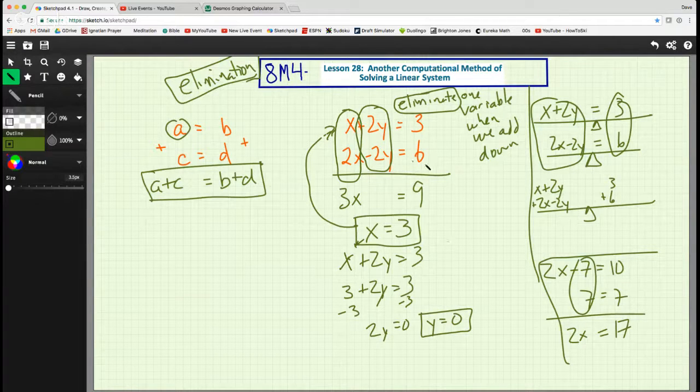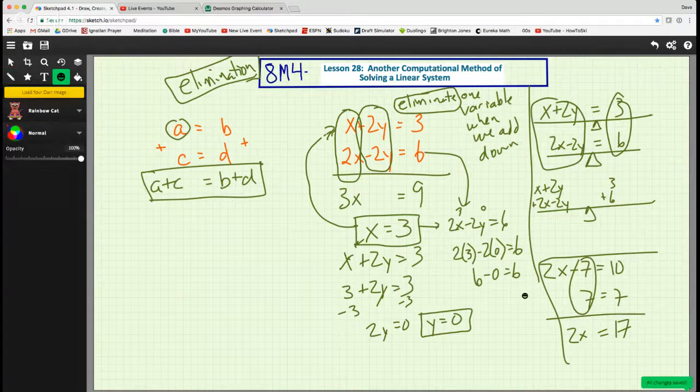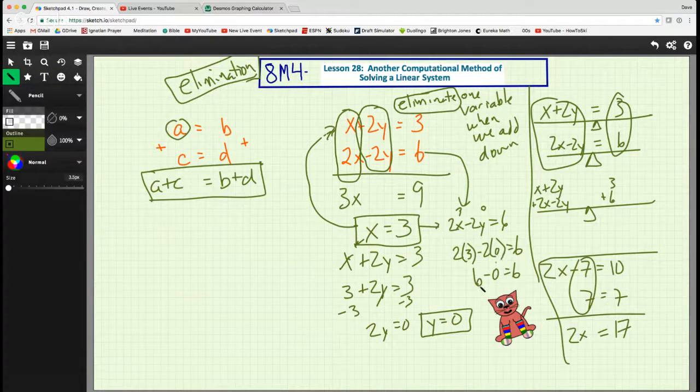Now we're going to check our answer with our second equation. So 2x minus 2y equals 6. We're going to plug our 3 in here and our 0 in for y. And we're going to say, well, does 2 times 3 minus 2 times 0 equal 6? And the answer is 6 minus 0 equals 6. So we get a nice happy cat, because indeed, our check step does check out.